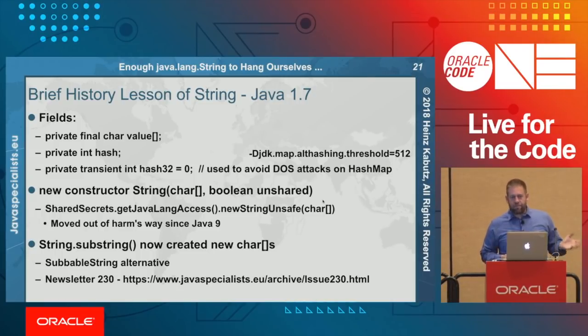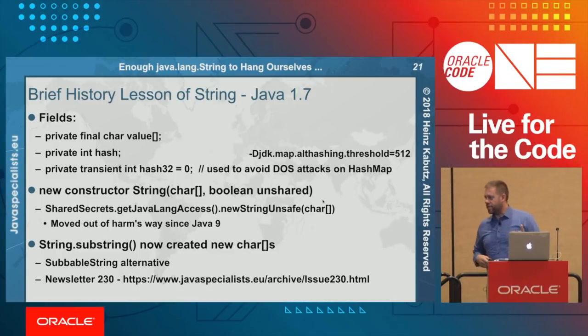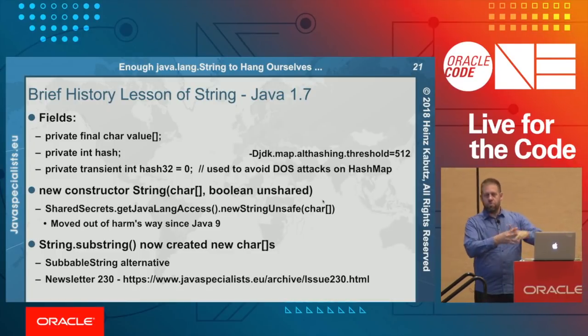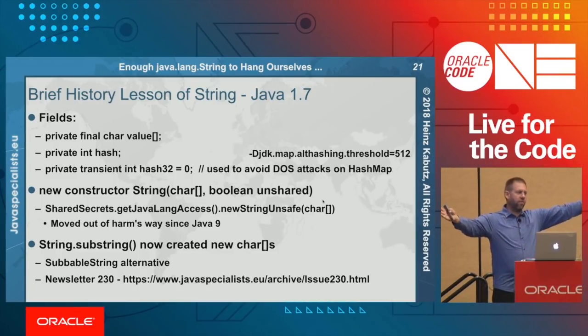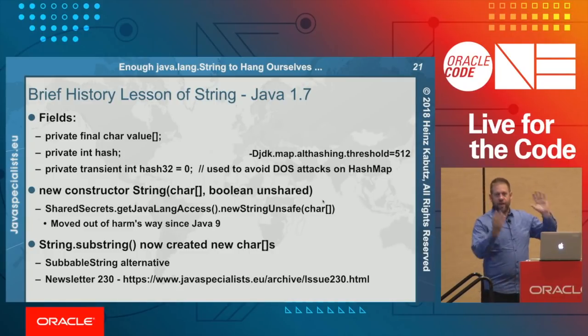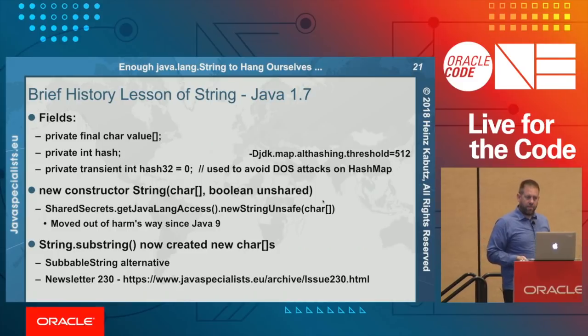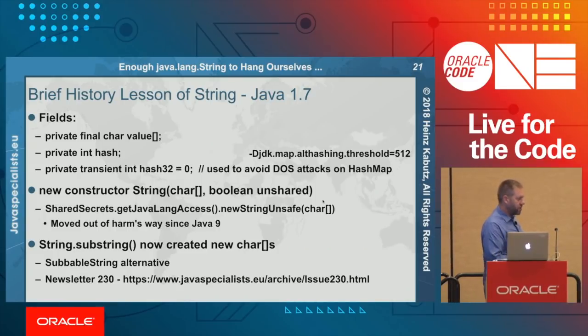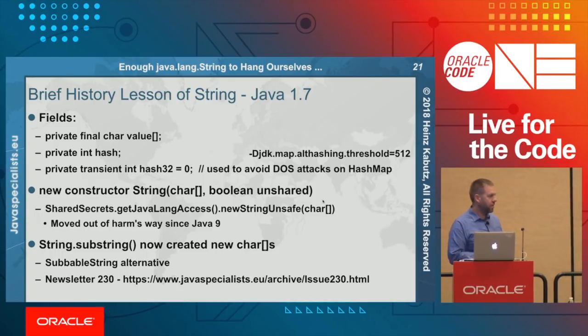But substring had made lots of char arrays. Okay, so if you have a large string of 1 million characters and you want to tokenize it into lots of little strings, it's going to make lots of little char arrays. And if you want to see how to make a subbable string alternative, have a look up on newsletter 230. But that was done on purpose, right? It was done on purpose.